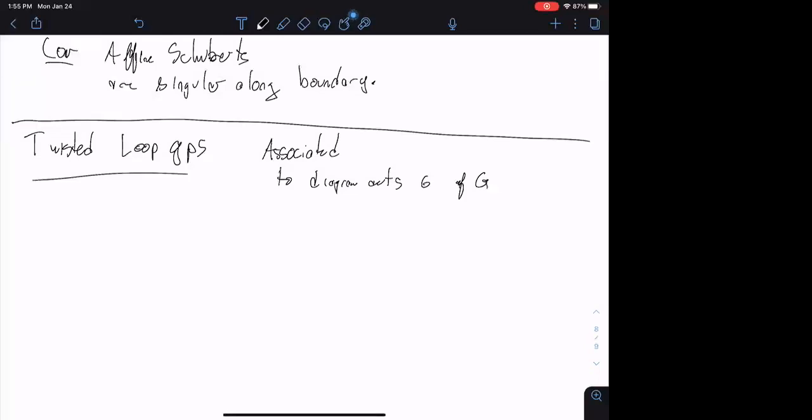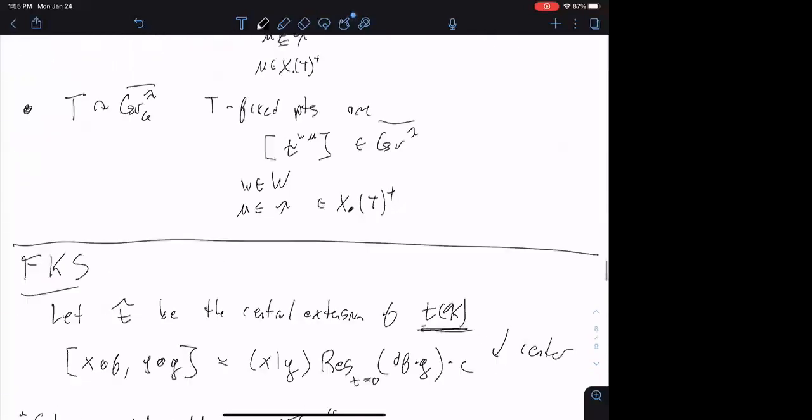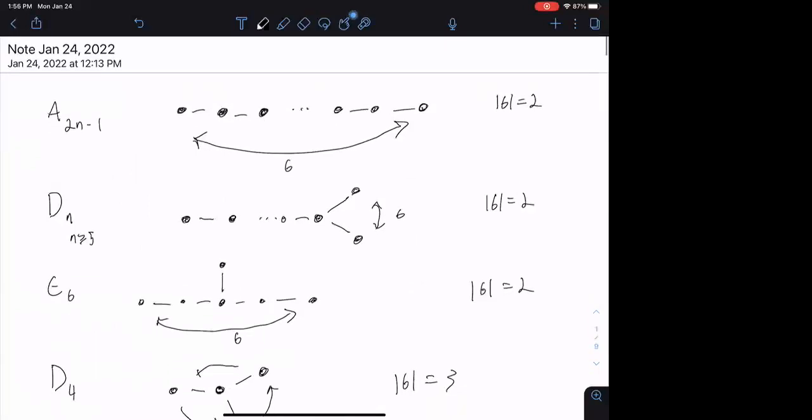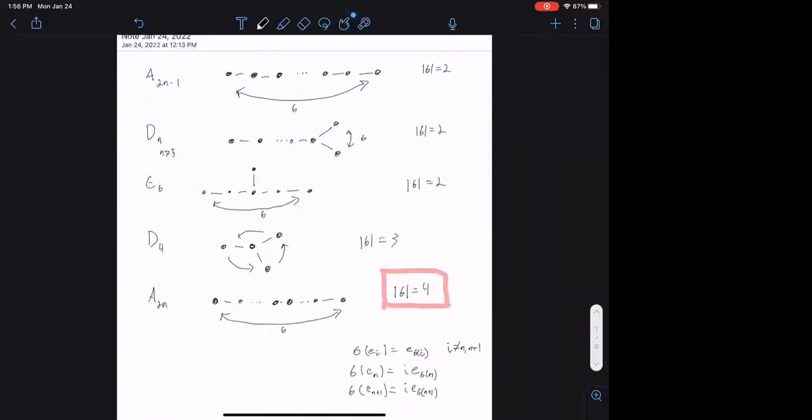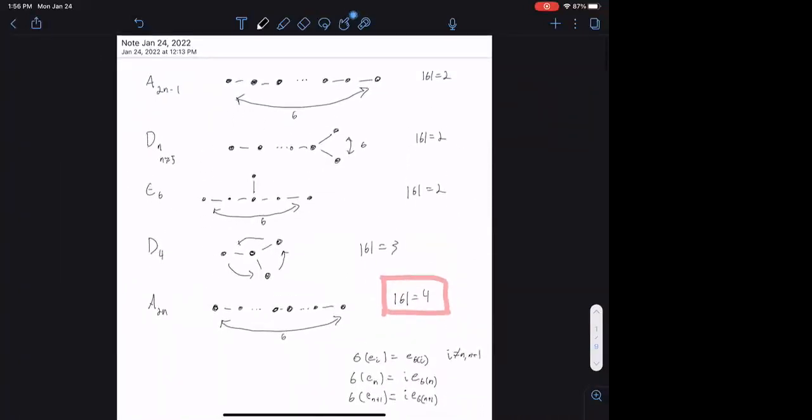or of the diagram. At the very beginning of the talk, I hid all my diagram automorphisms, but they're up here. So here are the finite Dynkin diagrams which have automorphisms, and I wrote down what they are and what order we're taking them to be.